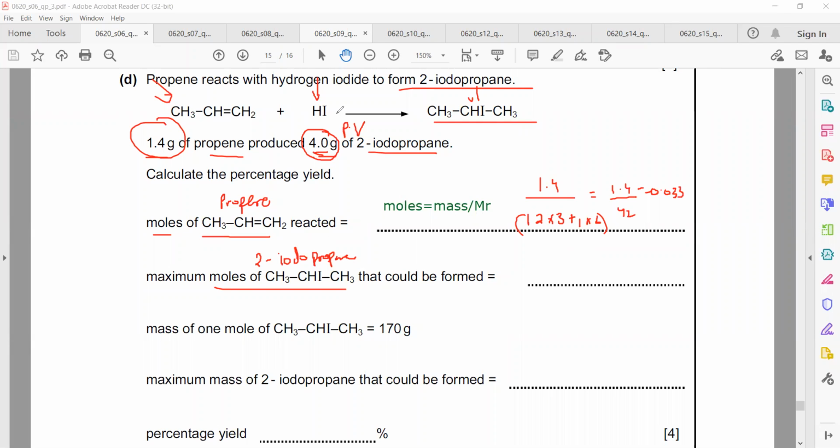We will use a ratio. And what ratio will we use? We'll take the ratio between propene and iodopropane. So what is the ratio between propene and iodopropane? The ratio of the moles. 1:1 is the ratio. So if I have 0.033, with 1:1 as the ratio, I will get the same answer, 0.033. Because if the mole ratio is the same, like 1:1, that does not make any difference to the product value.